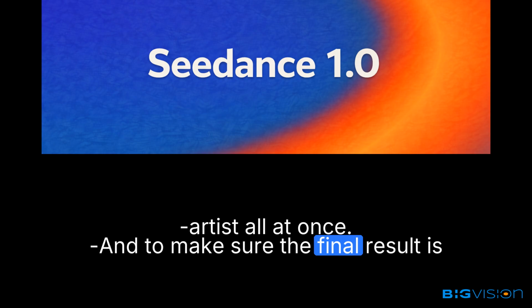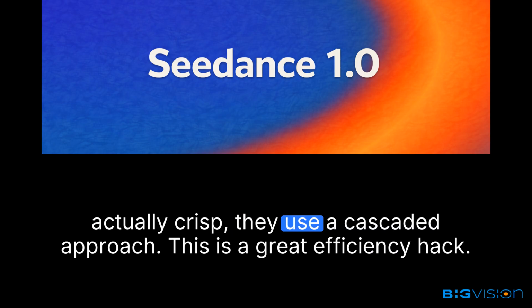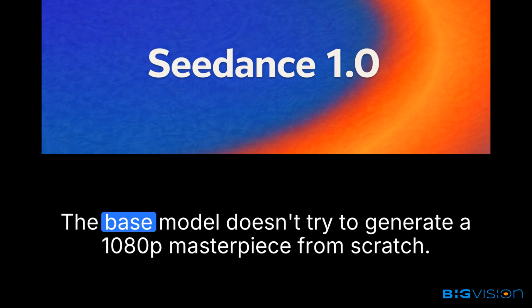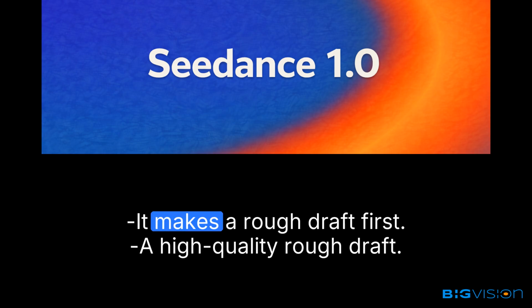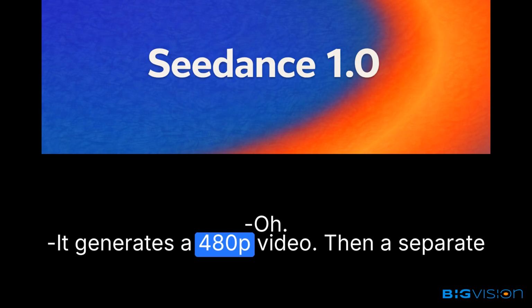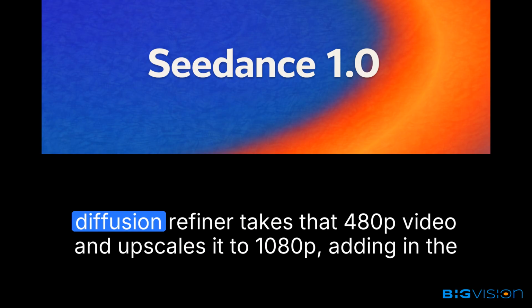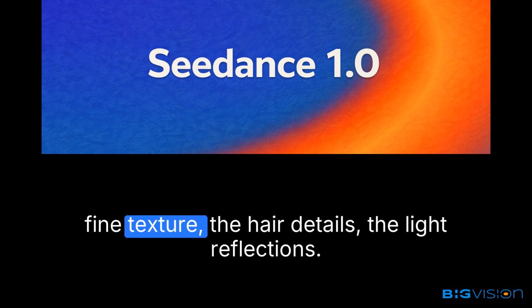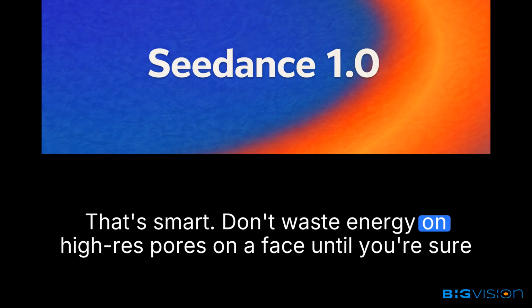And to make sure the final result is actually crisp, they use a cascaded approach. This is a great efficiency hack. The base model doesn't try to generate a 1080p masterpiece from scratch. It makes a rough draft first, a high-quality rough draft. It generates a 480p video. Then a separate diffusion refiner takes that 480p video and upscales it to 1080p, adding in the fine texture, the hair details, the light reflections.